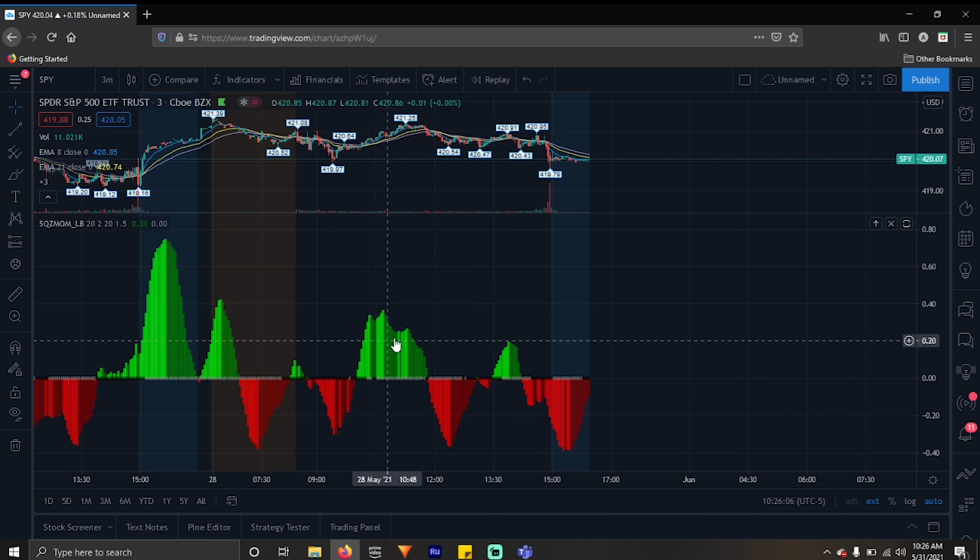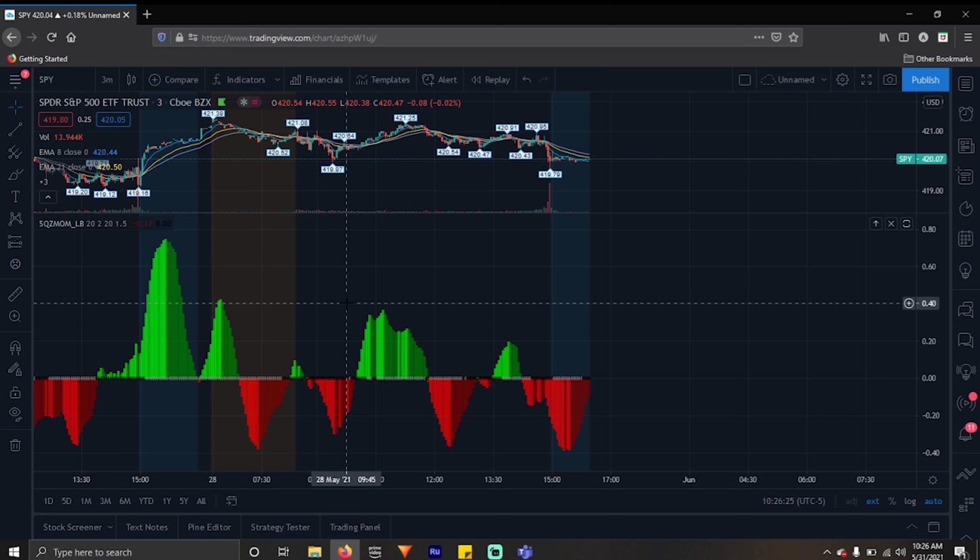You can see a couple of different variables here. You've got the bright red and dark red, bright green and dark green, the black crosses here, and the gray crosses here. I'm going to start out on the crosses. So what do the black crosses mean? The black crosses mean that you are currently in a squeeze.